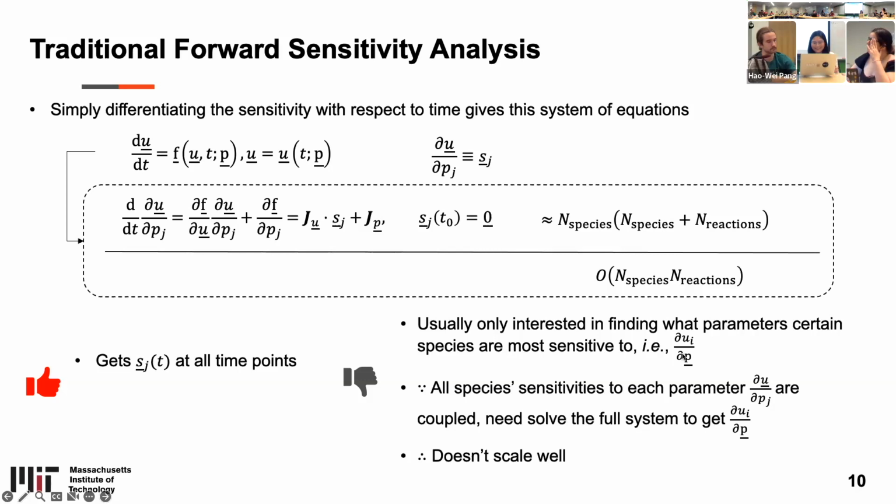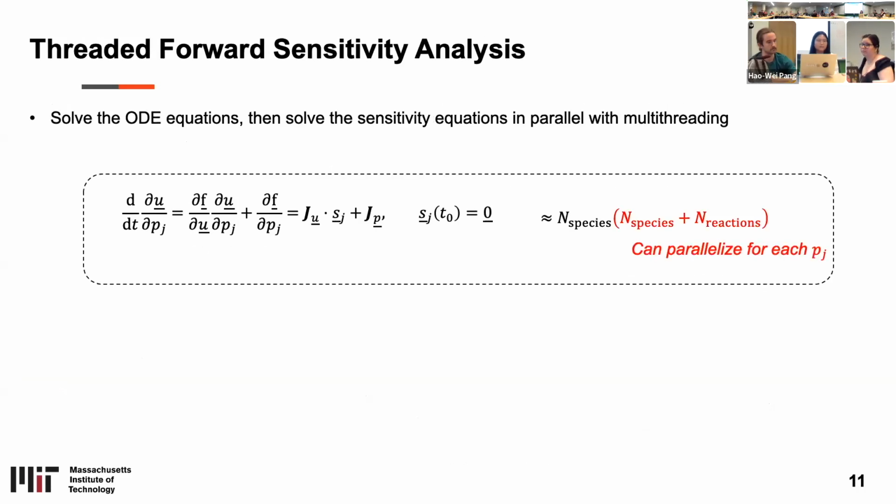It's quite important here, because say you have a big system of 100 species and I only care about the sensitivity of one species. You are forced to solve 100 species' sensitivities in order to get one. So you kind of waste some time there. Because of this, one way to speed this up is to use multi-threading. Essentially, it tries to solve this equation in parallel, so you get some speed up.